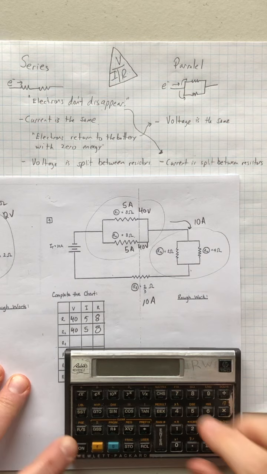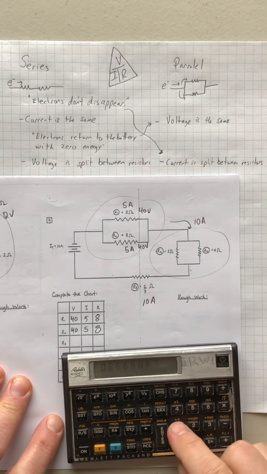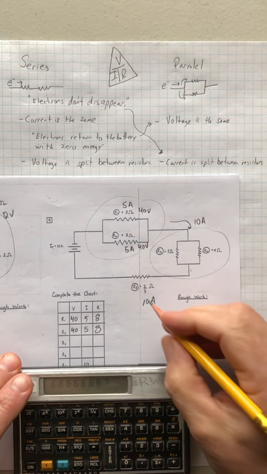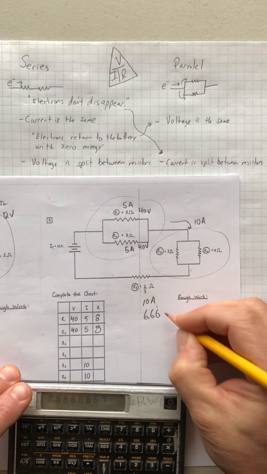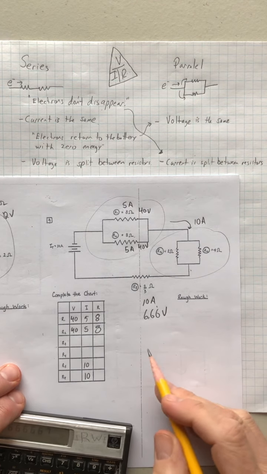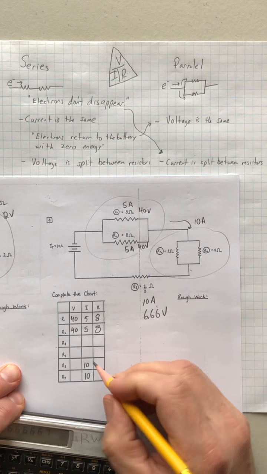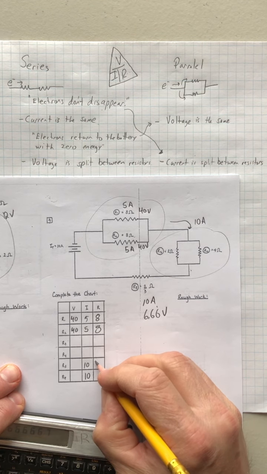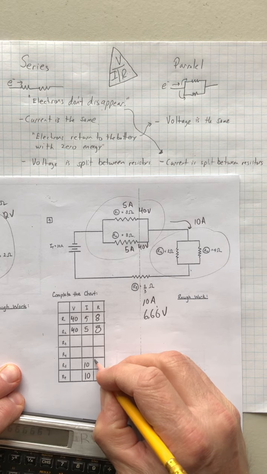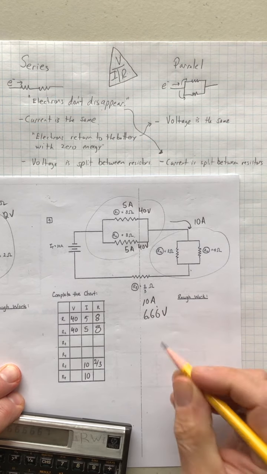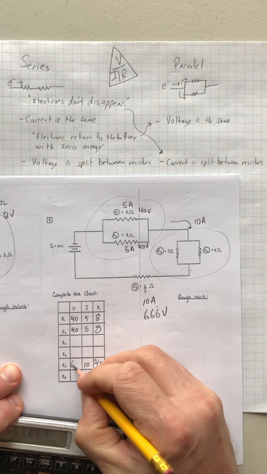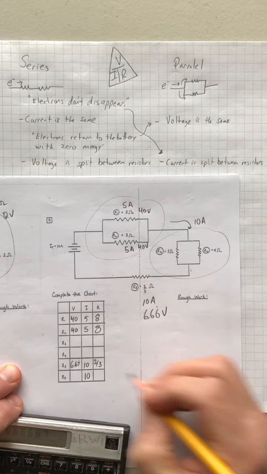2/3 times 10. That's going to be 6.66 volts. R3. No, it's not R3. R5. It's 2/3. And it'll be 6.67 volts.